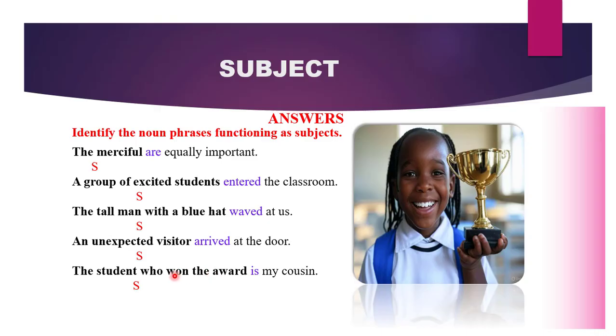The student who won the award is my cousin. Who is my cousin? It is the student who won the award, not only the student. So note that if there is a noun and the noun contains a clause that describes the noun, it will form part of the noun, so together they will perform the same function. Does it perform over here? It performs the subject role. Now, we know how to identify noun phrases that are functioning as subjects.